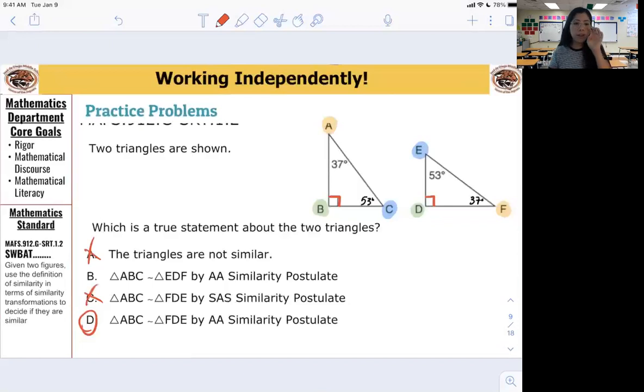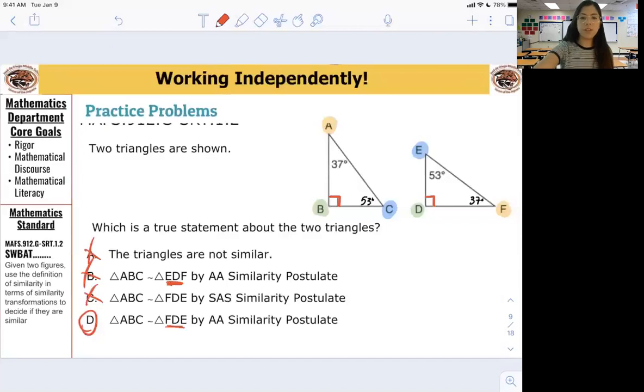And then the final thing was just to make sure that the similarity statement matches up correctly. So kind of like what Perla was saying before, since A matches with F, B matches with D, and C matches with E, then that means A, B, C is similar to F, D, E. So that was just a matter of getting the letters in the right order.